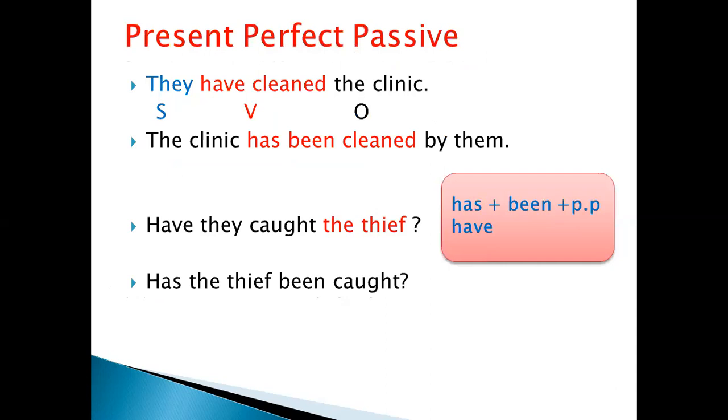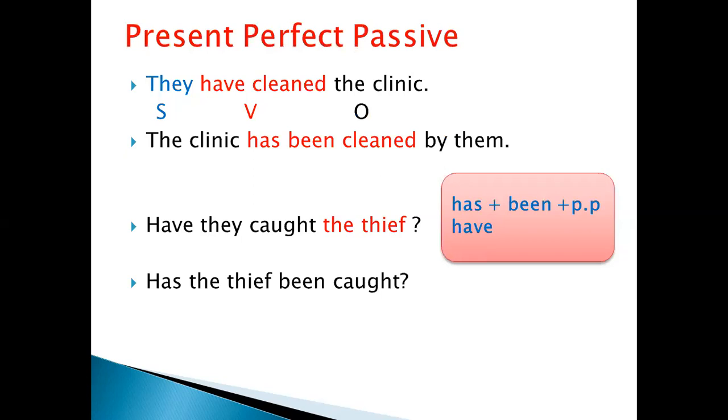Let's move to the present perfect. As we said, SVO: subject, verb, object. Tense, present perfect. How did you know? Have plus past participle. Step number three, take the object and put it as a new subject. So the clinic, singular or plural? Singular. So the clinic has been cleaned by them. The form is has or have been plus past participle.